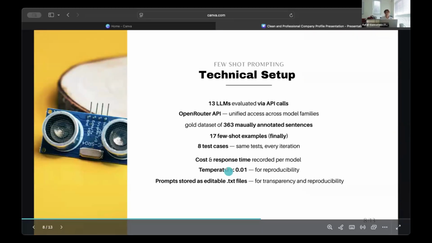So, about my technical setup, a brief note here. Certain models were evaluated via API calls through OpenRouter, not chat interfaces, which ensures reproducibility and cost control. Every iteration was tested on the same 8 sentences, finalizing at a pool of 17 few-shot examples. We also tracked cost and response time per model for each iteration, and there were hundreds of iterations. The temperature was set at 0.01 to minimize output variability because we work with non-deterministic tools. And the prompts were developed and stored standalone as TXT files, separate from scripts.